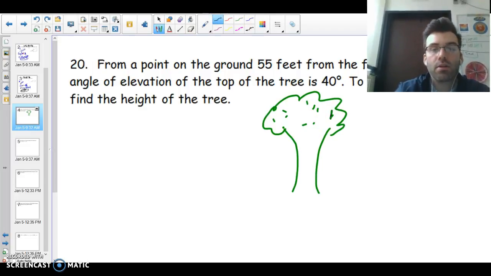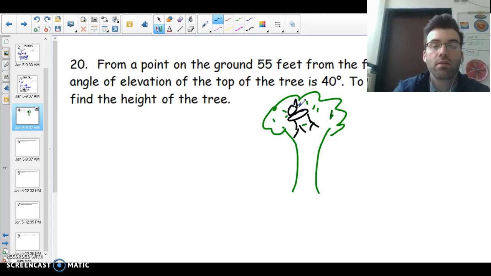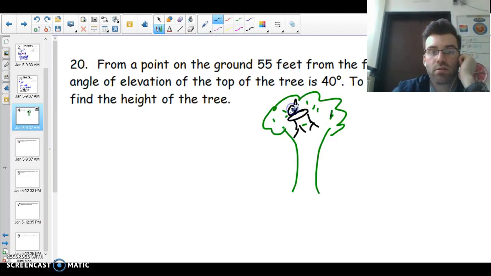I got a birdie. Wait, that's a bad leg. There we go. There's my birdie in there. Hard to draw with your finger. There's the bird. There's the tail.